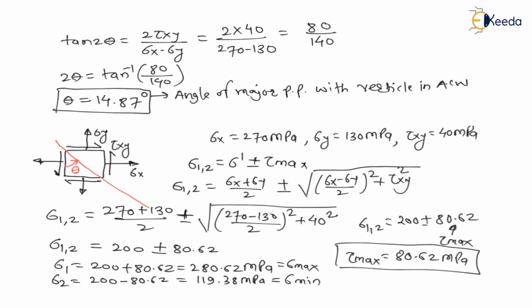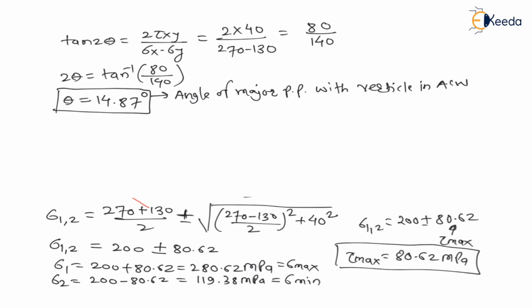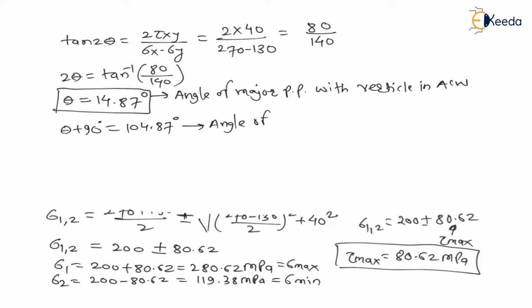Again, if you add 90 degree in this formula, if you add in this theta, if you add 90 degree, then you will get angle of minor principal plane. Therefore theta plus 90 degree, which is nothing but what you will get, 104.87 degree is the angle of minor principal plane. Minor principal plane with vertical in anti-clockwise direction.